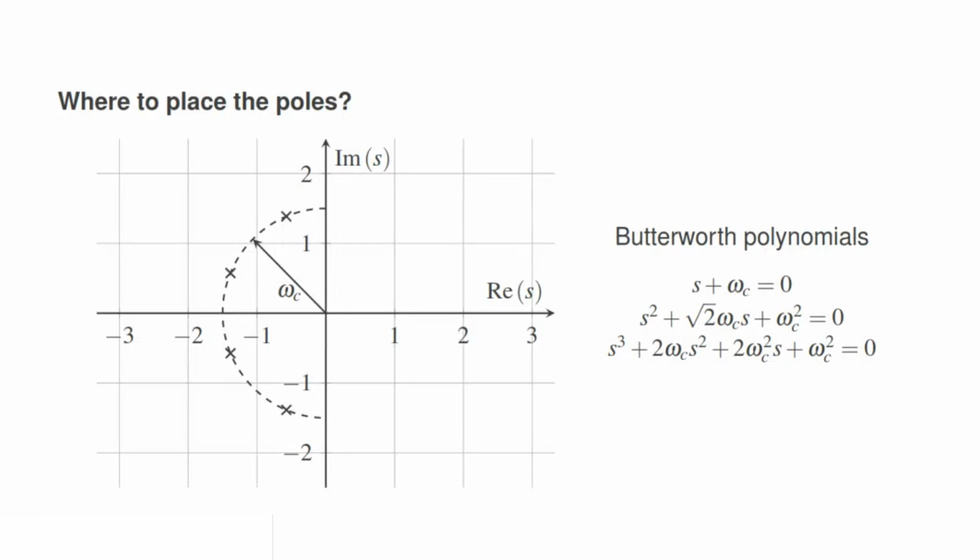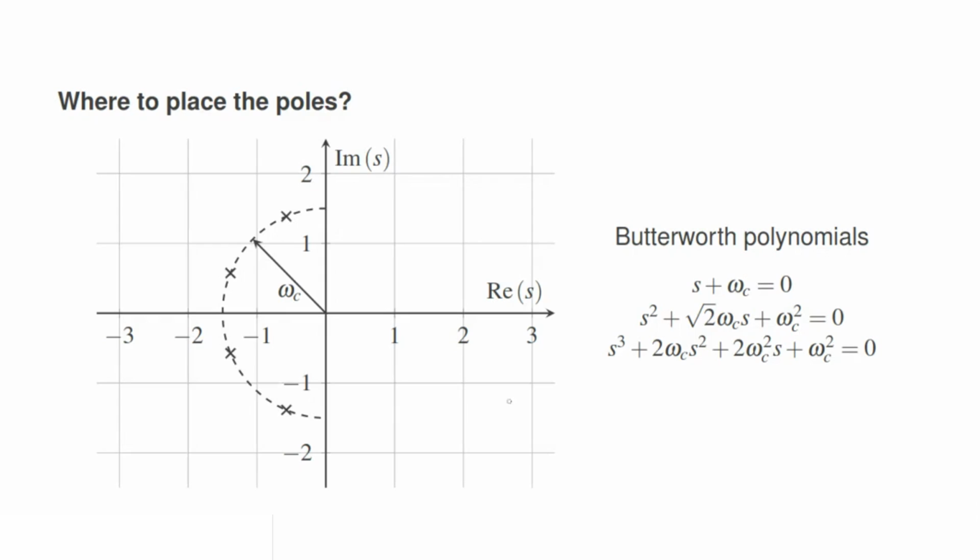But where should we place the system poles? Unfortunately, there really isn't a good general answer to this question. Any choice of pole locations will always have to be supported by detailed robustness analyses and simulations. However, a useful rule of thumb is to use the pole locations given by the so-called Butterworth polynomials.